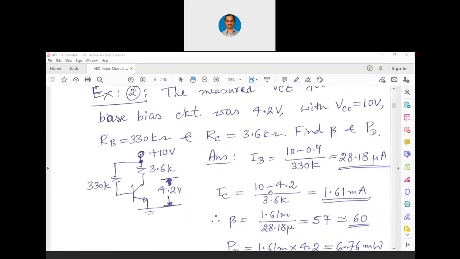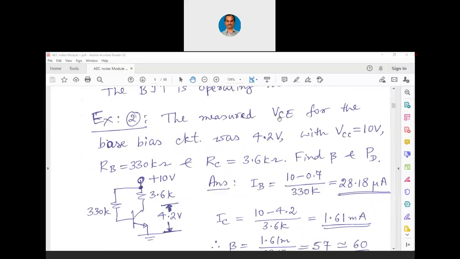Let me give you a small exercise. This I will discuss on my own. The measured VCE for the base bias circuit was 4.2 volts. Here in this exercise, VCE is given 4.2 volts. VCC given 10 volts. RB is given 330 kilo ohms. RC is given 3.6 kilo ohms. He is asking you to find out beta. Beta is not given. He is asking you to find out the power dissipation.